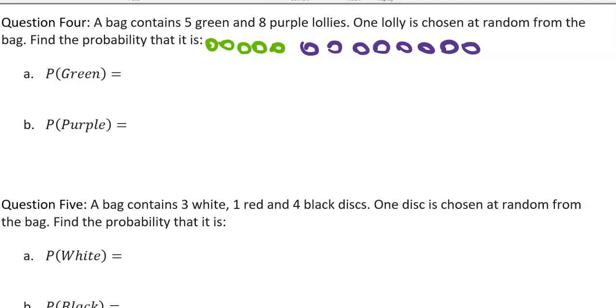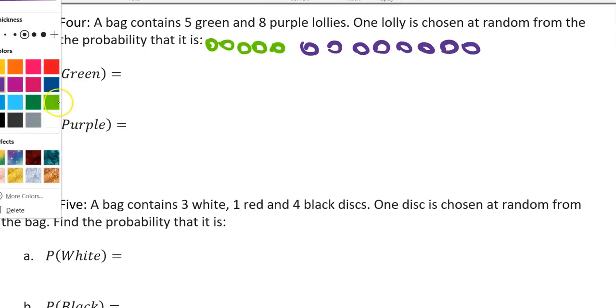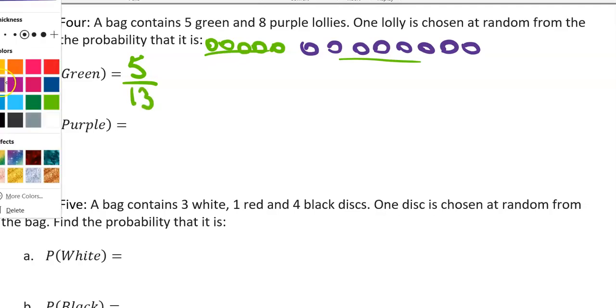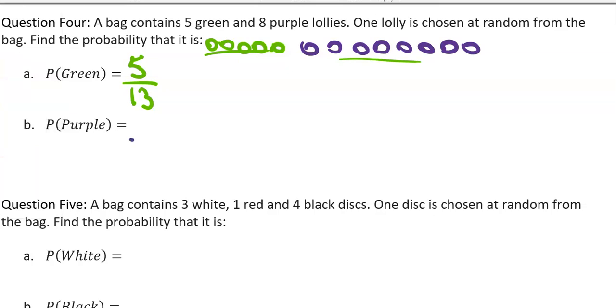Well, first of all, we need to know how many green we have. We have 5 green out of how many lollies in total? Well, there's 5 green and 8 purple, so there's 13 in total, so 5 out of 13. The probability of a purple is going to be 8 purple out of the total. So we've got an 8 out of 13 chance of choosing a purple.